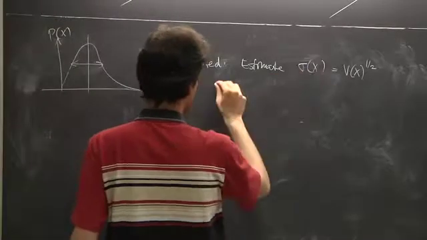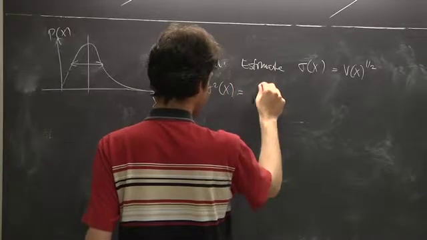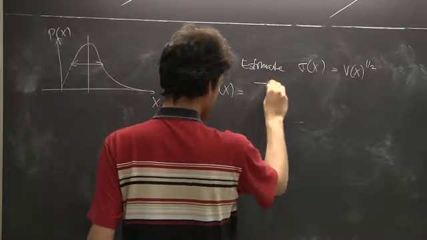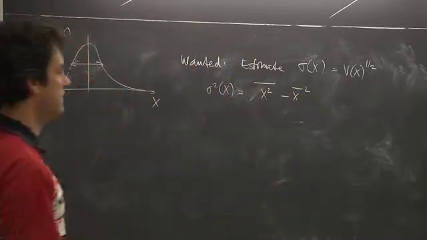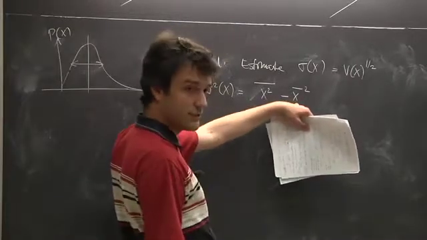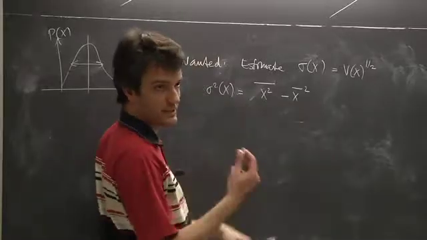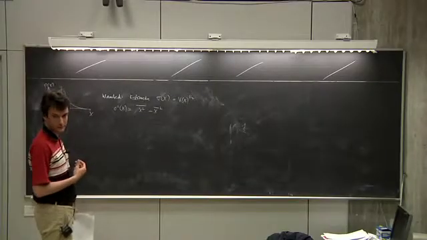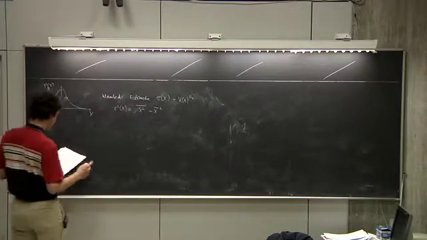Well, you know that sigma squared of x is just defined as this, no? So why not just compute x average as we did before, and also x squared average, more or less as we did before? No? That would be the natural thing to do, no?